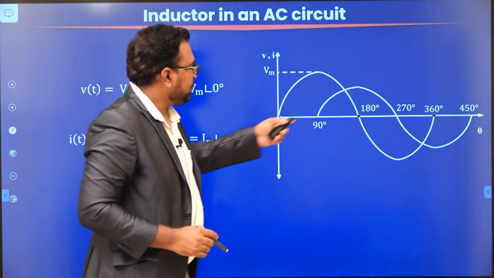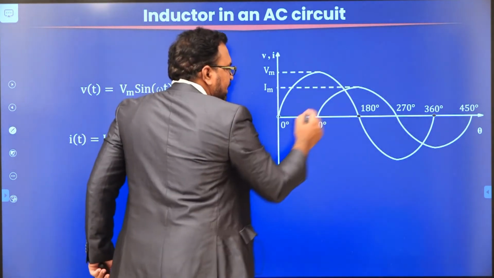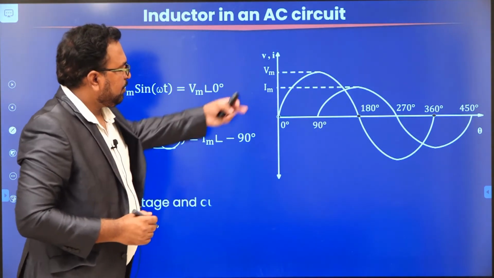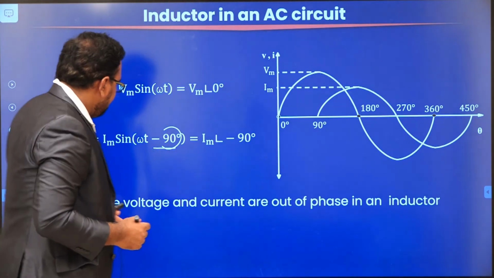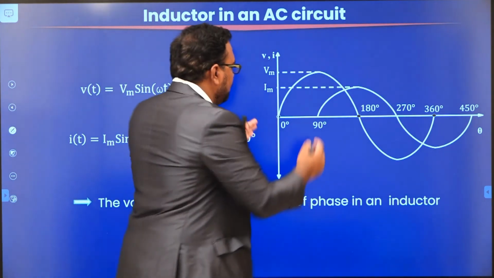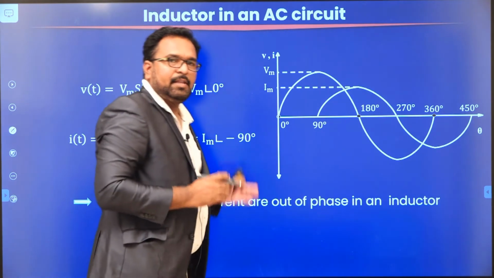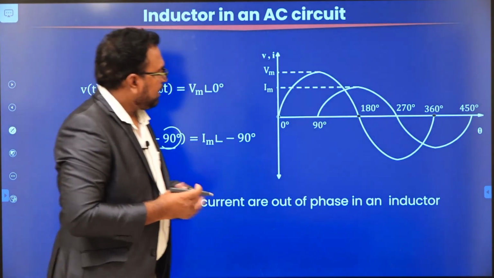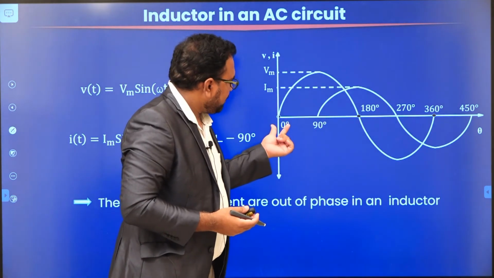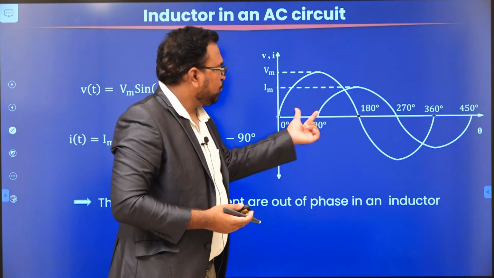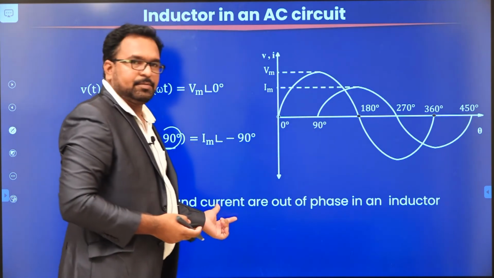The only difference between these two is that the magnitude varies, and there is also a phase difference in the case of an inductor. So in words we can express this as: the voltage and current are out of phase. They are not in phase. When both waveforms start at 0 degrees, they are called in phase. That happens in a resistor. But when one waveform starts at 0 degrees and the other starts at 90 degrees, these two are called out of phase.